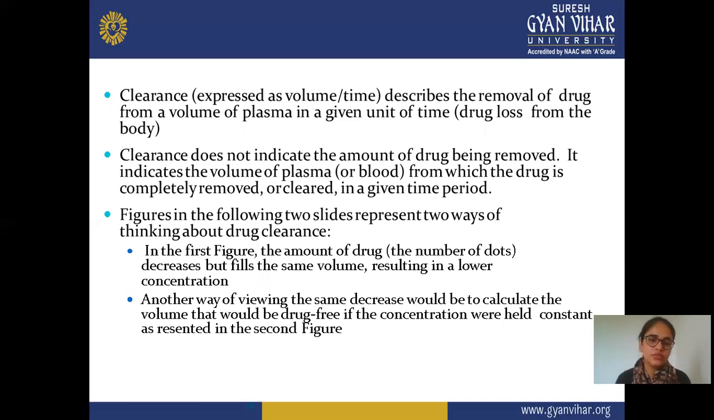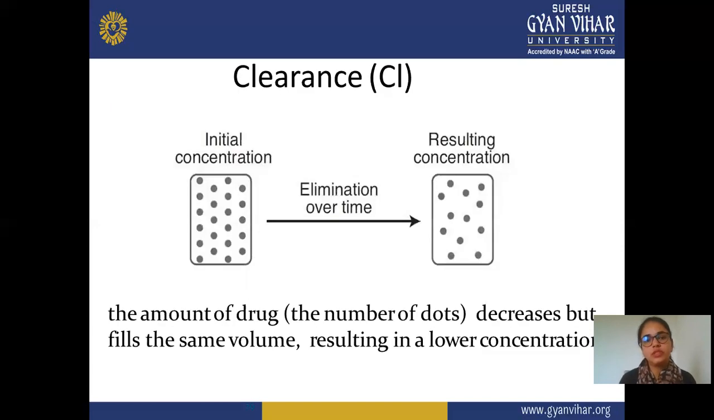In the first condition, the first figure, the amount of drug, that is the number of dots, decreases but fills the same volume, resulting in lower concentration. The second is another way of viewing the same decrease: calculating the volume that would be drug free if concentration were held constant, represented in the second figure. So these are two figures. The first is the initial concentration, where more dotted drug is present, and the second is the resulting concentration, where less drug is present in a scattered condition.